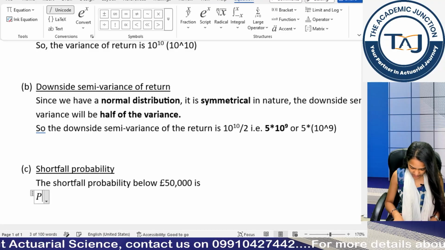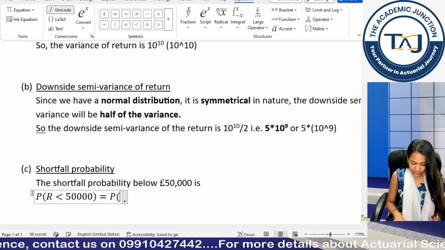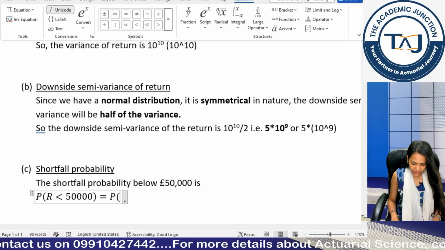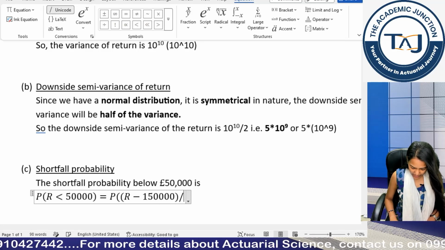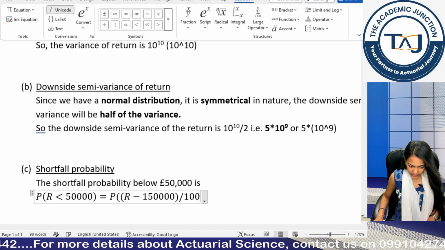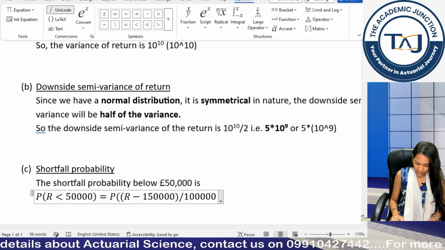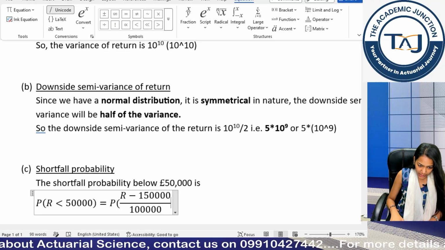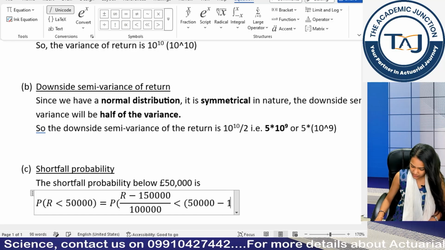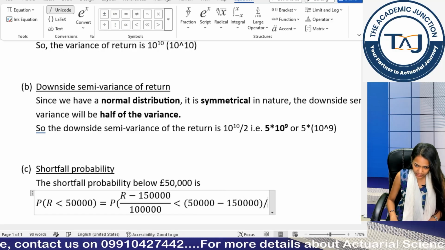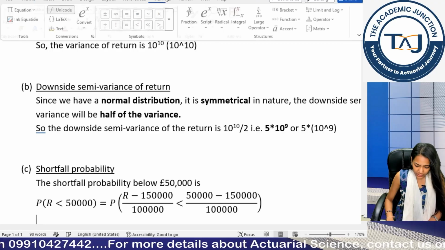So let me use the equation editor this time. I have done two parts before it. So 50,000. Now I just standardize the normal distribution. So basically we have R minus 150,000, which is our mean, and that is divided by 100,000, because we had 100,000 as the variance, that's why we are not using a square root here, we are simply removing the square. So now this goes to the denominator and this is less than, again I will use brackets. So 50,000 minus 150,000 and then 100,000 and brackets closed.